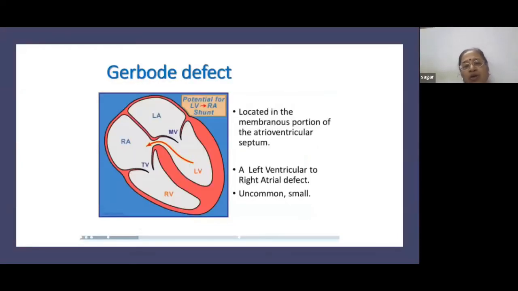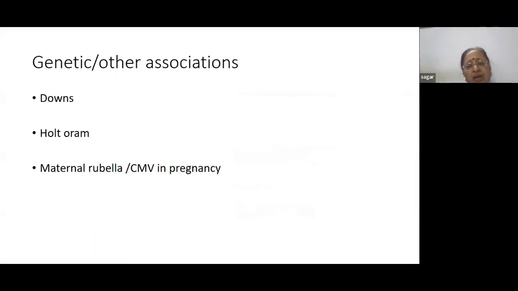Then you have the Gerbode defect, where there is a high VSD. So you get a communication between the LV and the RA because it is located on the membranous portion. It's uncommon and it is usually small. There are many genetic associations, like we said, Down syndrome. It can also occur in Voltarum. It can occur when you have maternal rubella or CMV in pregnancy, etc.